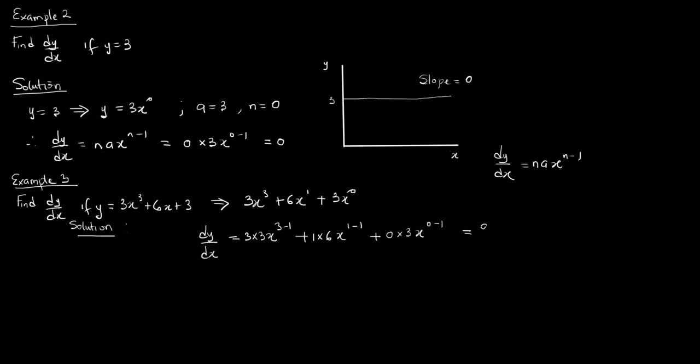We're going to get 9x raised to power 2 plus 6x raised to power 0 plus 0. And of course, this is going to give us 9x squared plus 6 as the final answer. Interesting. That's the final answer. Okay.